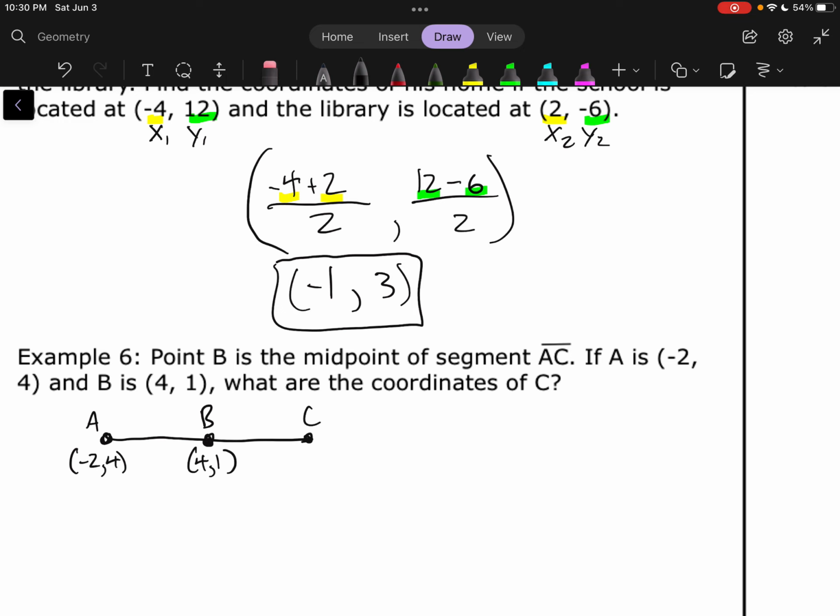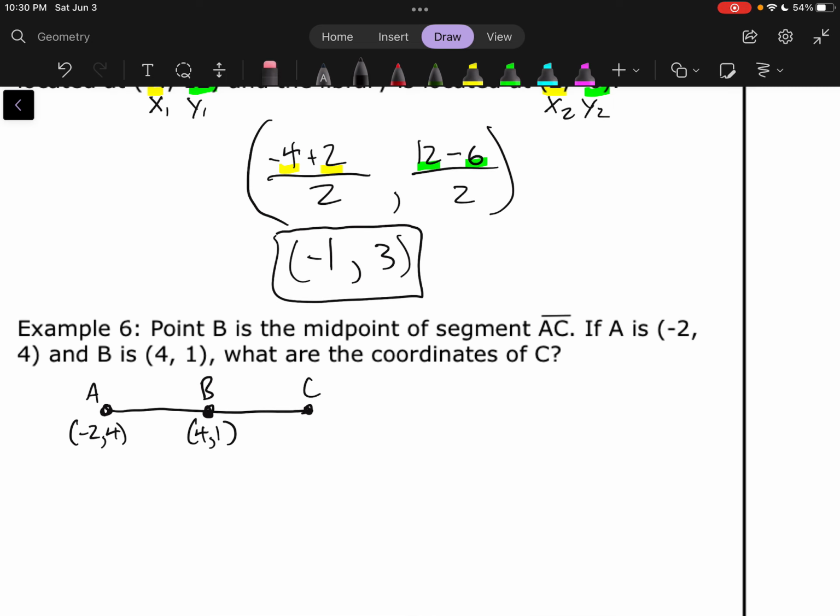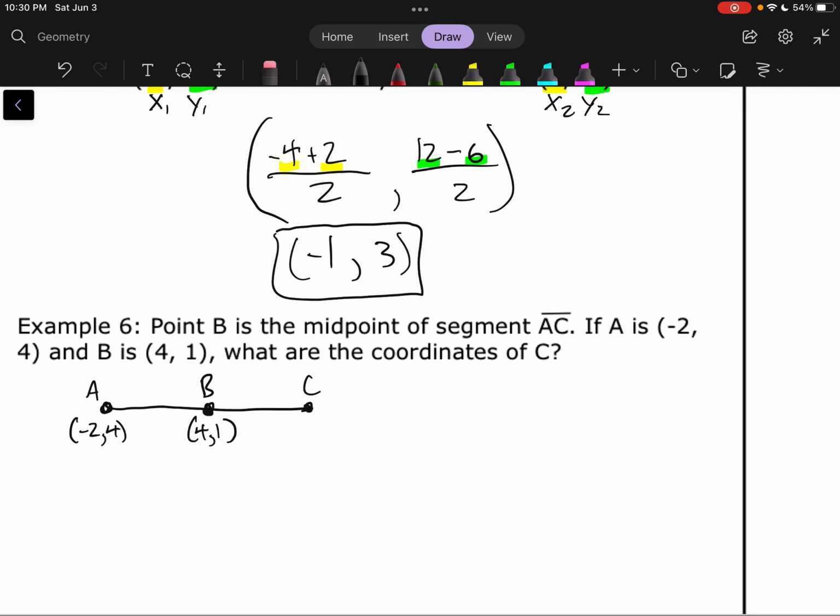We are not trying to find the midpoint. We have the midpoint, right? We have the midpoint. We know where it is. We're trying to find C. We're trying to find the other end to this thing. Now, there's a couple different ways of thinking about this one.